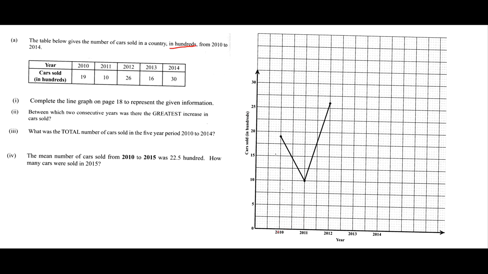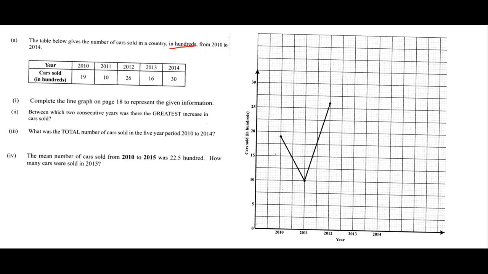On this graph we have the year on the horizontal axis, from 2010 going up to 2014, and on the vertical axis we have cars sold in hundreds. If we look at the first point, 2010, it was 1900 cars, so we plotted 19. Now what you need to figure out is the scale on the vertical part.